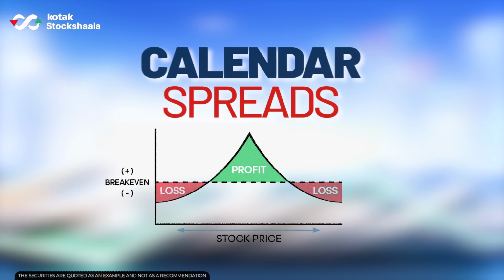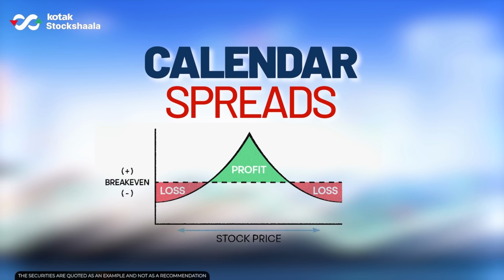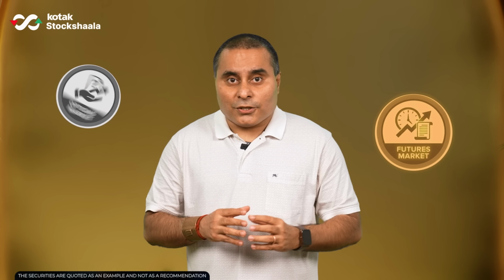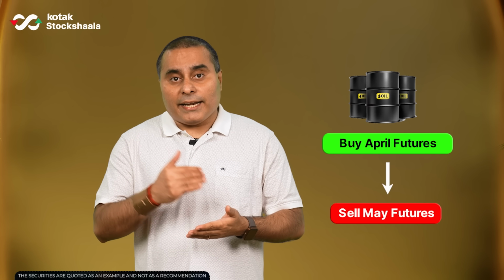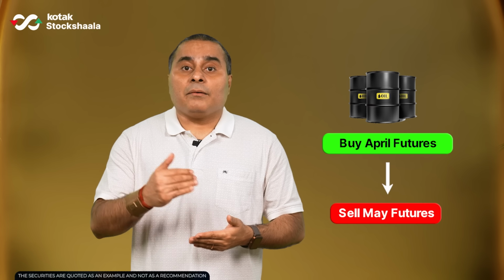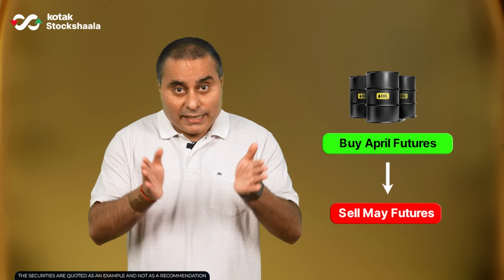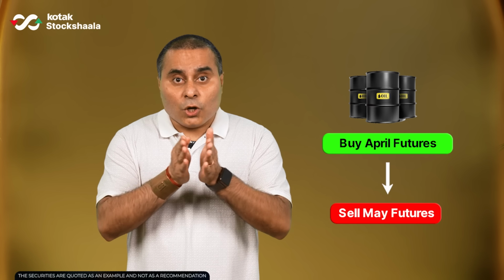Second, it could be calendar spreads. Yes, you heard it right, calendar spreads. This kind of strategy is used both in the futures as well as the options market. So here we are talking about futures. In this case, I buy a 1 month futures and sell the next month futures to capture the changes in the price difference across contracts. Example, I buy a crude oil April futures and sell the May futures. So I'm expecting the spread between the 2 months to contract.